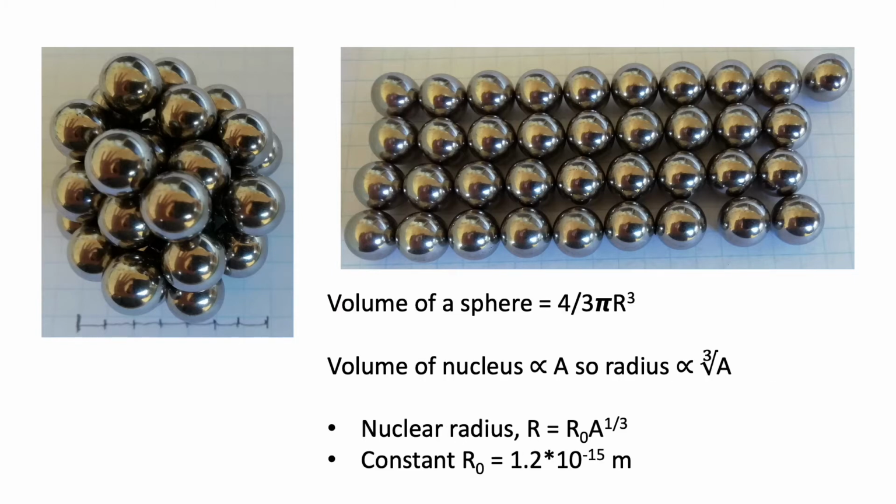Experimental measurements showed that nuclear radius is approximately proportional to the cube root of the mass number A. This makes sense as the volume of a sphere is proportional to the radius r cubed. For a nucleus of chlorine containing 37 nucleons, the radius is approximately 4 femtometers. A femtometer is 10 to the minus 15 meters.